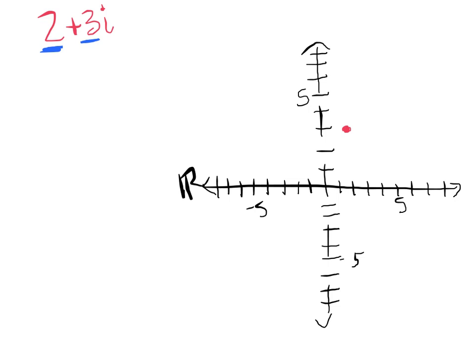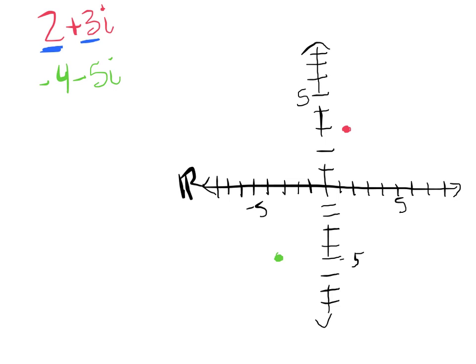Let's look at another one. Let's graph -4 minus 5i. So the real component is the -4 and the imaginary component is the -5. So when we graph it, we're going to go -4 on our real number line and -5 on our imaginary number line. So the point right about there would be the point -4, -5i.